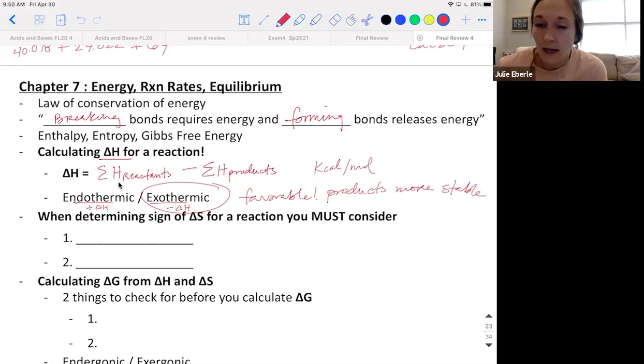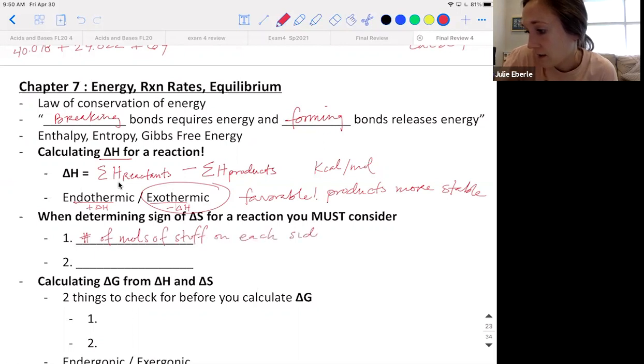Okay. Delta S. When determining the sign for delta S, you have to consider, one, the number of moles of stuff on each side. So how many moles of stuff do I have? Like 5 moles of my various reactants on one side, and then I only have 1 mole of products, or whatever. How many moles of stuff do I have on each side? And then 2, you have to consider the physical state. Physical state, okay?